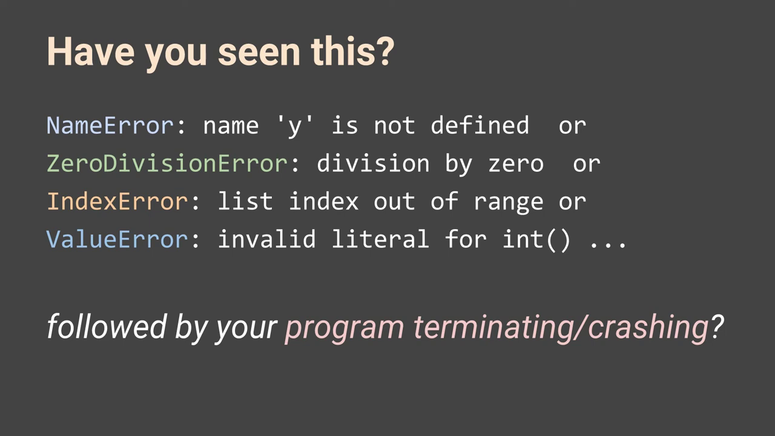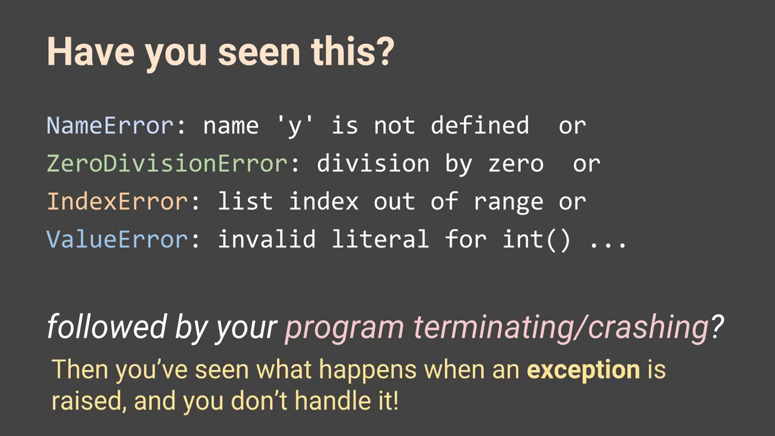So the word error appears at the end of each one of these, but really what they are is exceptions. These are exceptions that are generated by Python, namely the function that we might be calling, or something internal in terms of the interpreter, such as trying to index something that's not available within a list or a tuple.